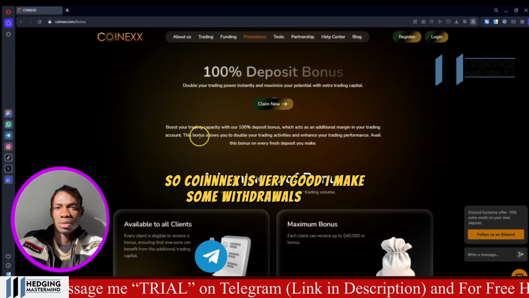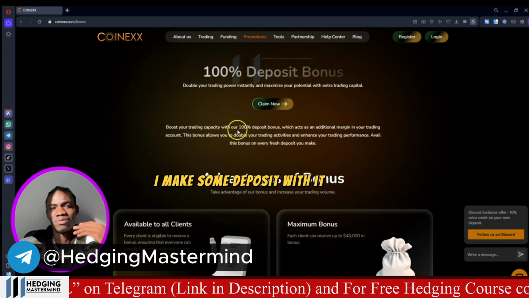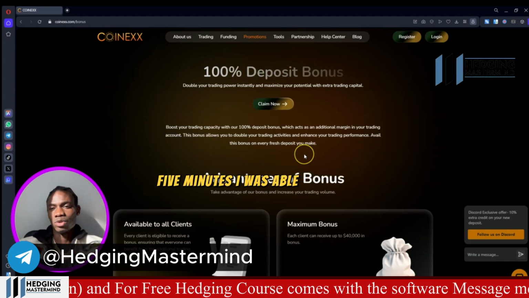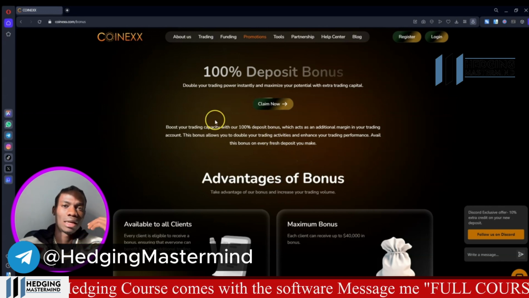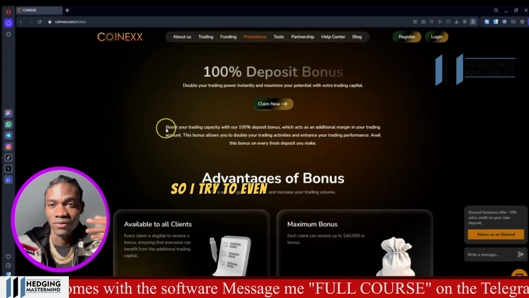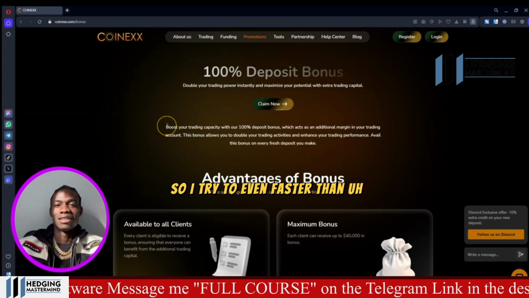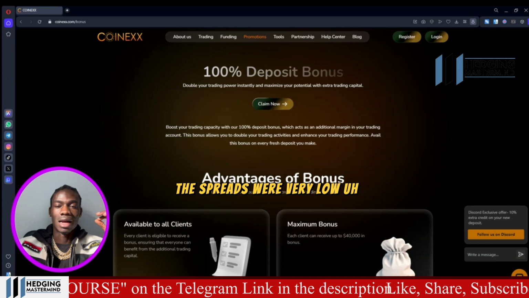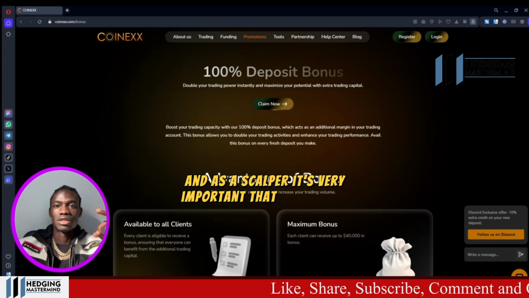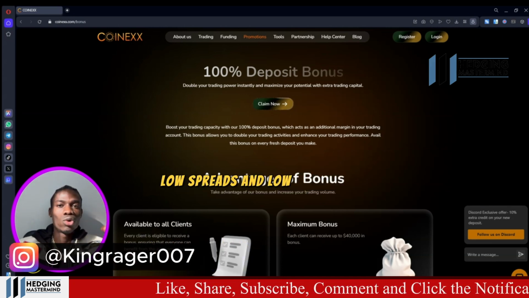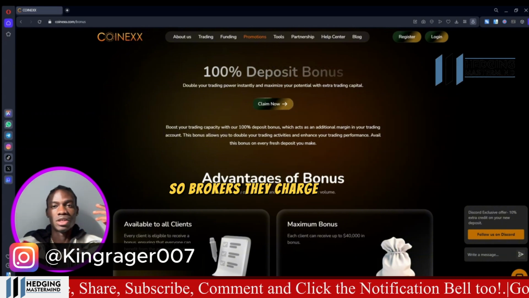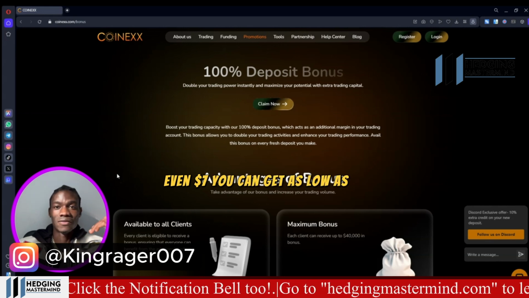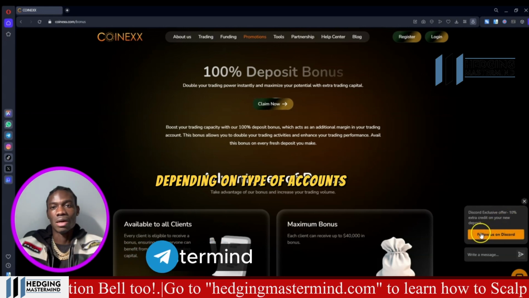I made some withdrawals with it. I made some deposits with it. Within 2 minutes, I was able to get my withdrawals. 5 minutes, I was able to make my deposits. And actually, the withdrawals were even faster than the deposits. I took some trades. The spreads were very low. And as a scalper, it's very important that you have low spreads and low commission. Some brokers charge you $8, $9, $10, even $7. You can get as low as $1 for this, depending on the type of account that you make.